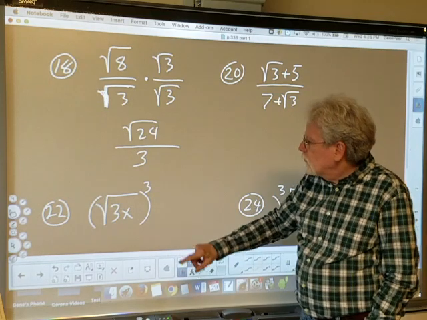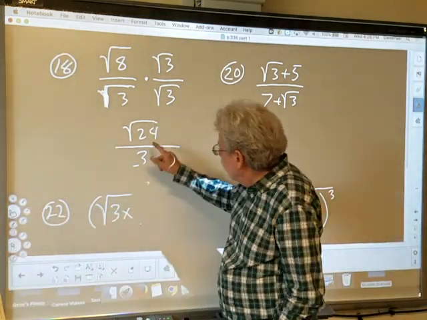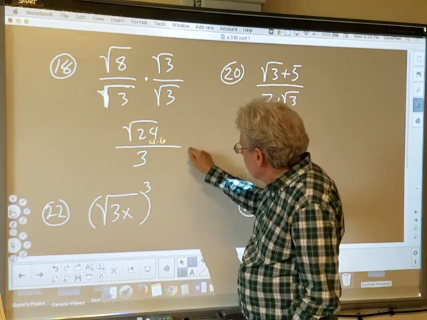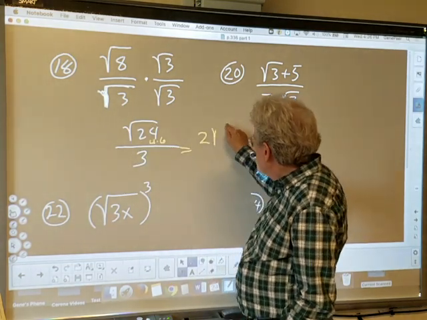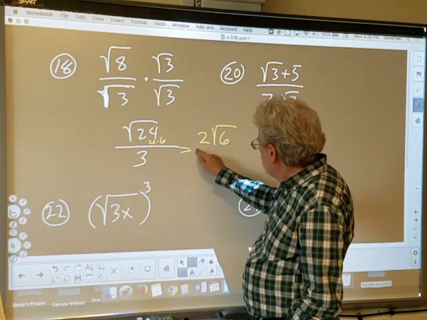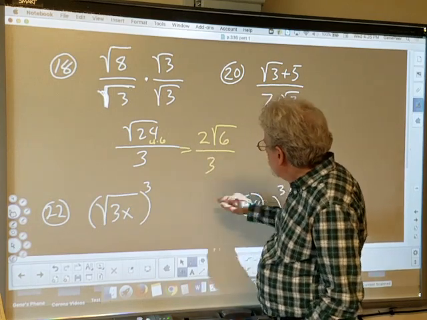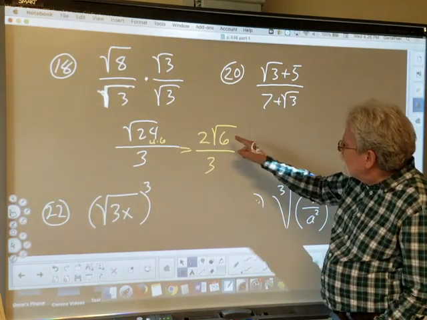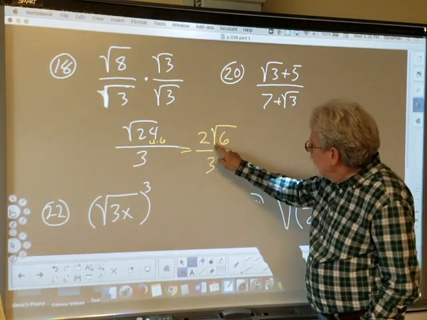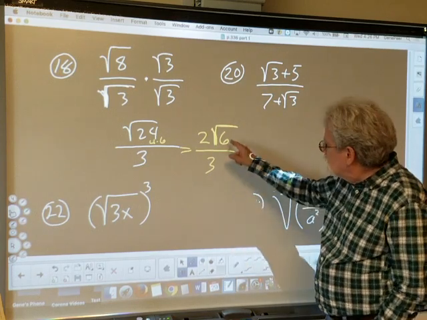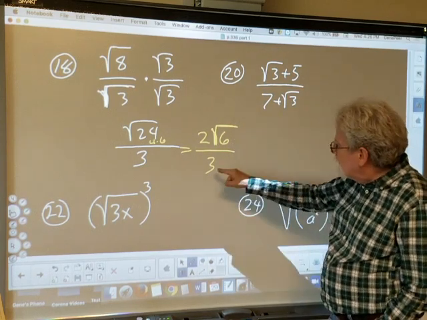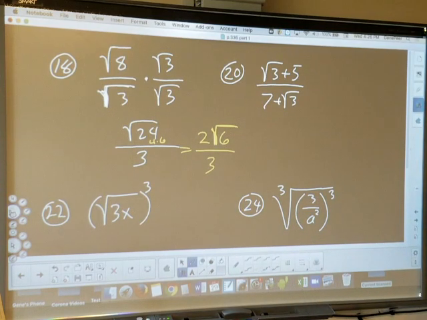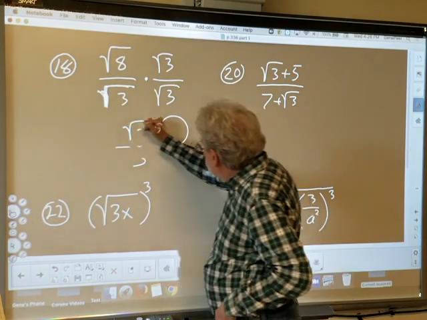What square goes into 24? I heard somebody thinking it. 4 times 6. The 4 pops out as a 2. Stuck inside is that poor 6 over 3. Can I reduce the 6 over 3? No, I cannot reduce the 6 over 3 because that's not a 6. It's a square root of 6. That's a different creature. No, you cannot reduce a radical with a non-radical. Done. Number 20. Things get a little bit trickier now.